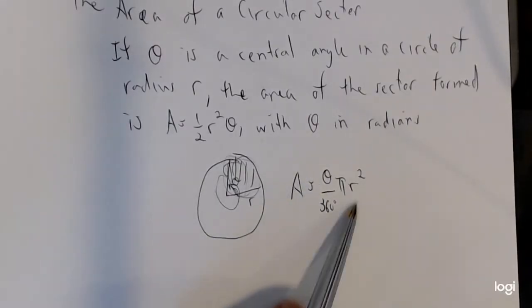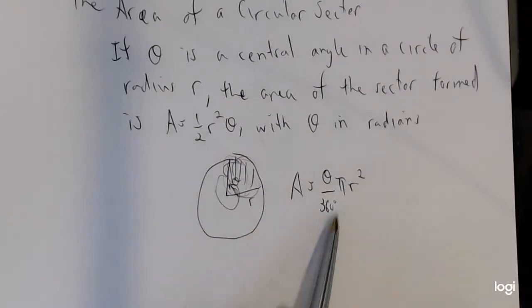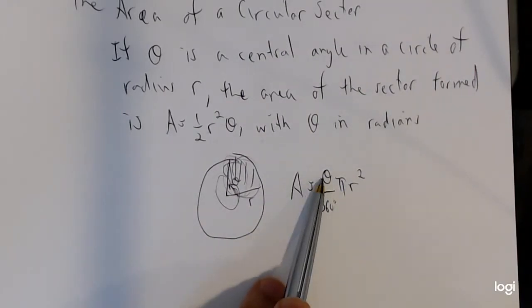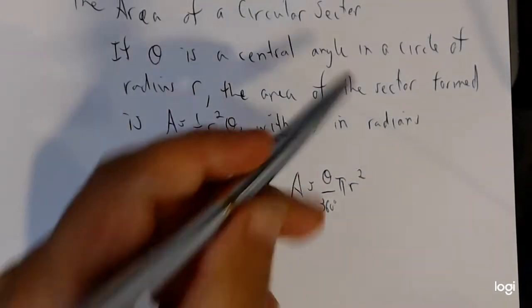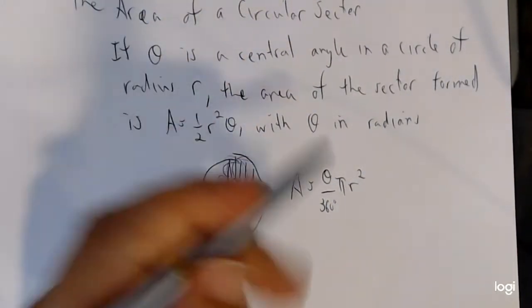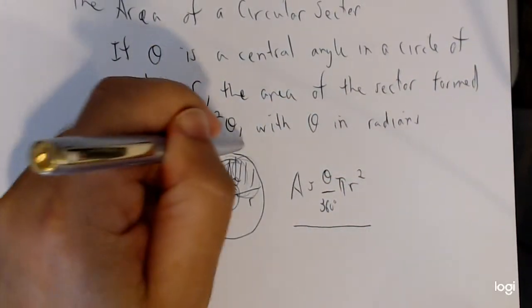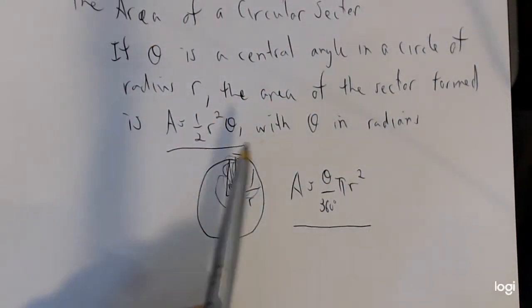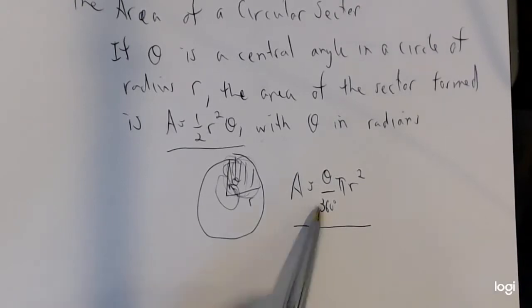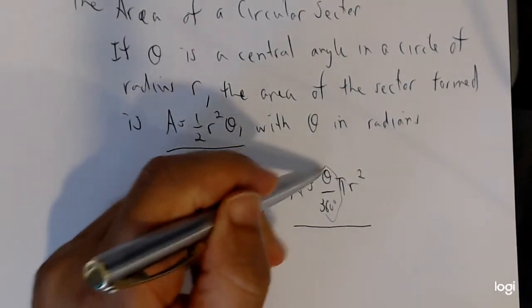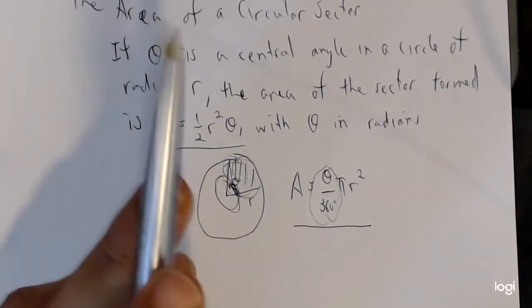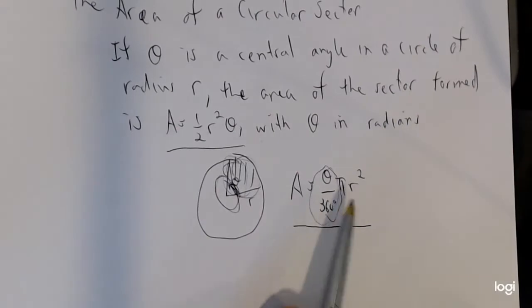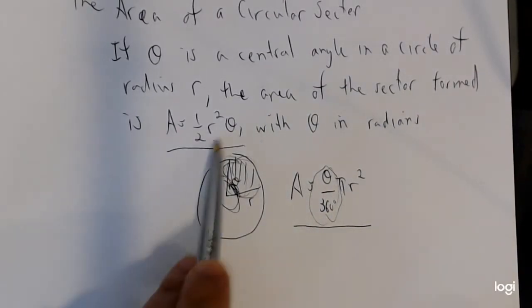The only problem here is that this assumes theta is in degrees, while this formula says theta is in radians. What I'm claiming is that this equation is literally the same as that equation. The only difference is this one is in degrees, and it takes only that part of the circle, because it's only theta of the whole 360. But if we convert theta to radians, we'll get exactly that. Why don't we do that?